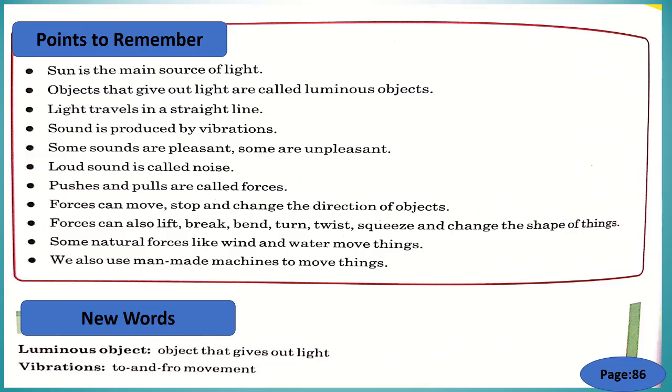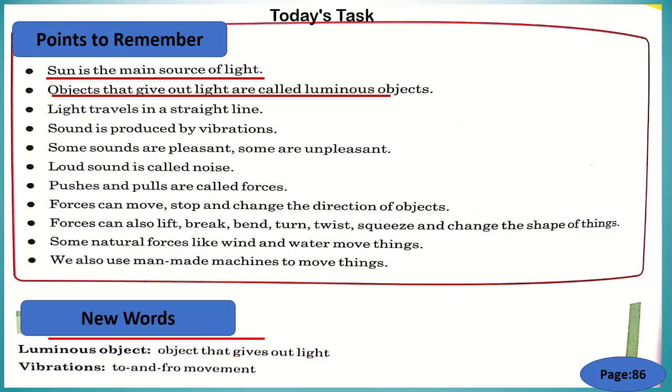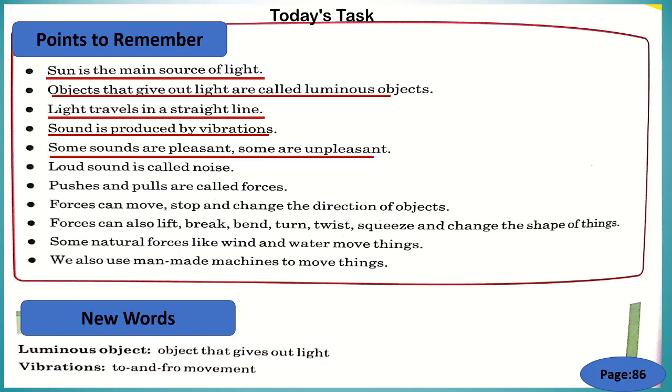Come to the next page, page number 86. Don't forget to write today's task. Let's see points to remember. So students, the sun is the main source of light. Objects that give out light are called luminous objects. जो चीजें हमें light देती हैं वो luminous objects कहलाती हैं. Light travels in a straight line. Sound is produced by vibration. Some sounds are pleasant and some are unpleasant. Loud sound is called noise. जो ऊंची आवाजें होती हैं वो noise कहलाती हैं, यानी कि शोर कहलाती हैं.